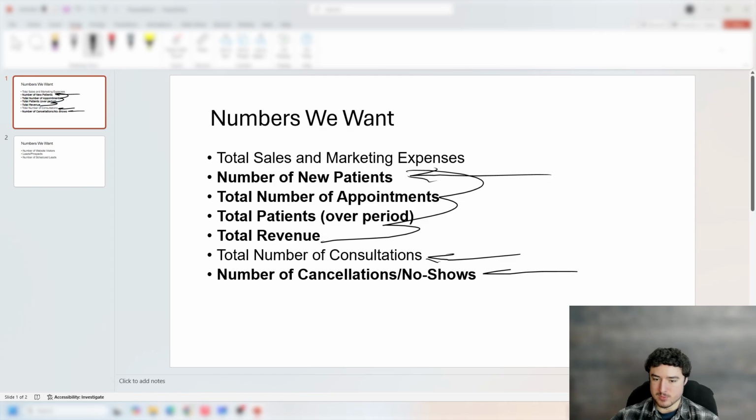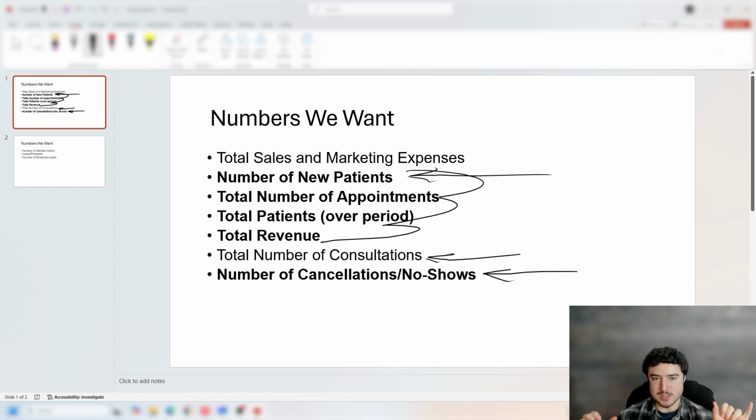Now, another thing we would want is number of cancellations and no-shows, and we'd go ahead and bundle those together. And if you do consultations, ideally we can do it for both the consultations, the number of no-shows and cancellations that we had for the consultation specifically, and appointments as a whole. And that way we have the two separate things, and then we can combine them if we want.